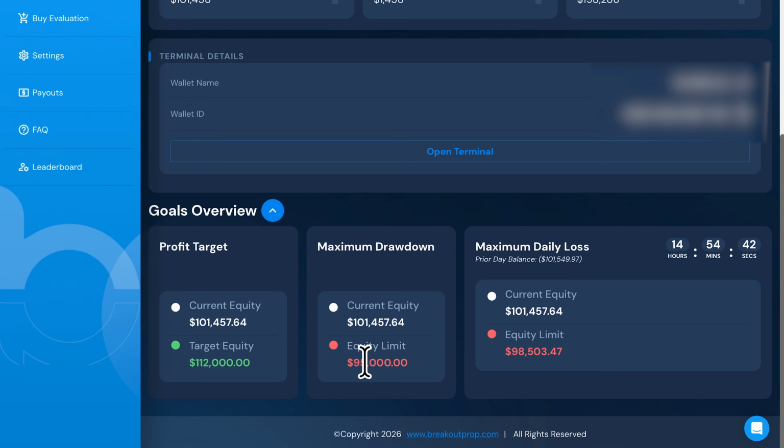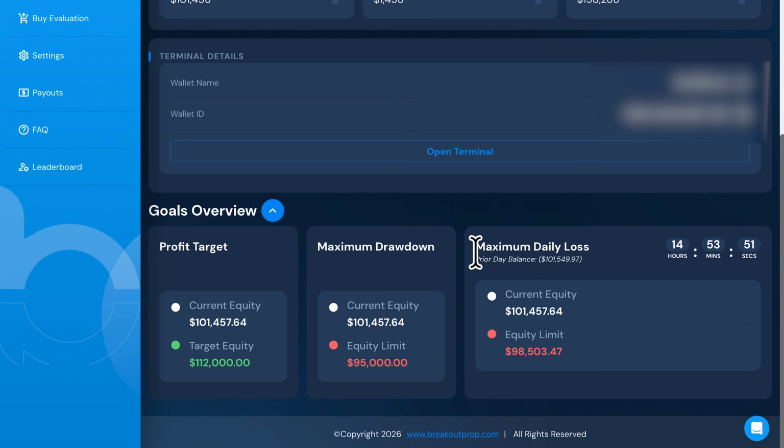Right here for this 100K account, the equity limit, they're telling me, is $95,000. What does that mean? It means that at any point, my account must not go below $95,000. If it goes below this $95,000, I will be losing this account, which means I won't have access to it anymore. I can see right here my current balance is $101,457. So if I continue to trade and it goes below $95,000, I'm losing this account. That's the first rule, the first point you need to understand from your prop firm rules on Breakout.